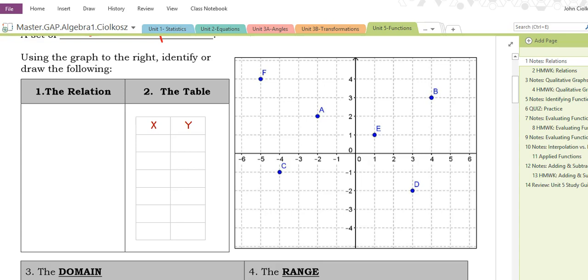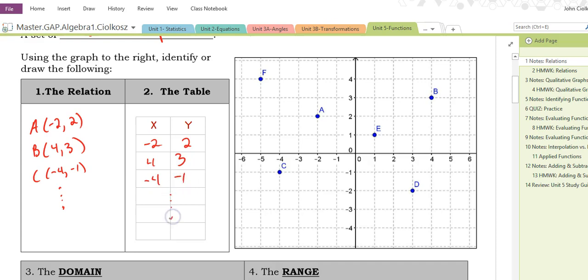So let's think about the relation. Let's just go alphabetical. A is -2, comma 2. B is 4, comma 3. C, -4, -1. And we can go on and follow that same pattern, getting through our points. As a table, it would just be listed in this way. So A, B, C, and filling in the rest of our points.